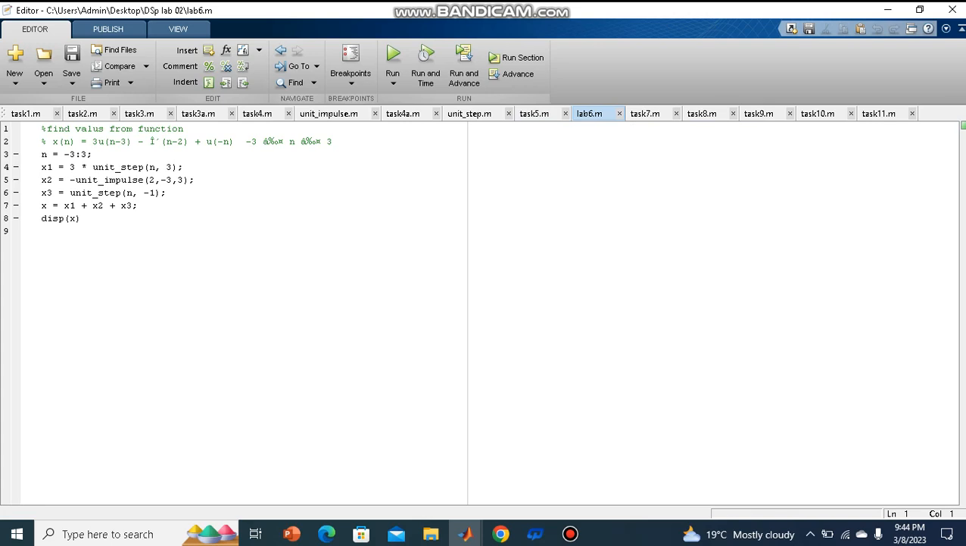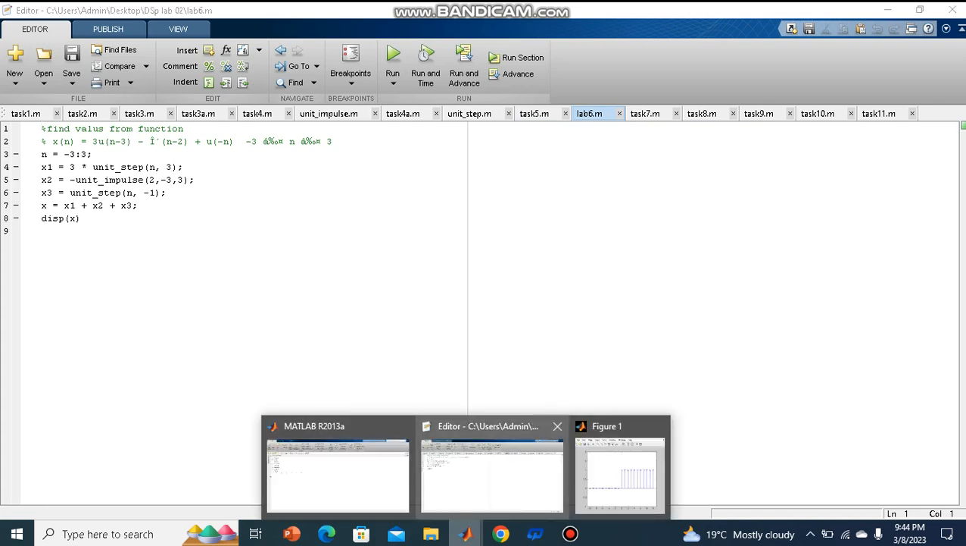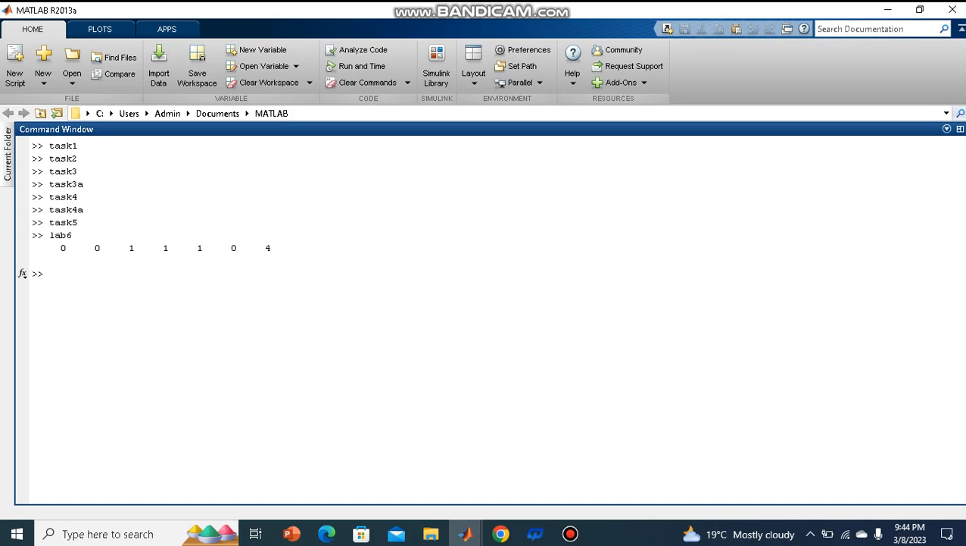Now moving on toward lab task 6. In this we will find values from a function, as we have given x1, x2, x3, and at the end there is a sum. When we run it, we get a result in a new window. Moving on towards the new window, these are the results of lab task 6: 0, 0, 1, 1, 1 and 0, 4.